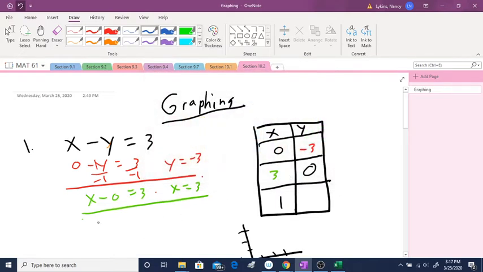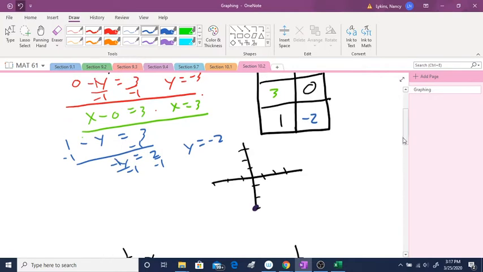And finally, I'm going to put in 1 for x. 1 minus y equals 3. We'll subtract 1 on both sides. Negative y equals 2. Divide by negative 1. y equals negative 2. So now, most computer programs usually allow us to plot 2 points.